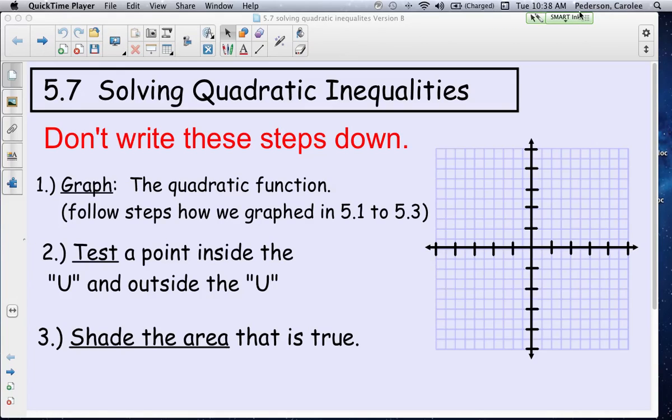This is 5.7, solving quadratic inequalities. Let's go ahead and write the topic down, and then I'll read through these 3 steps. Don't write the steps down.